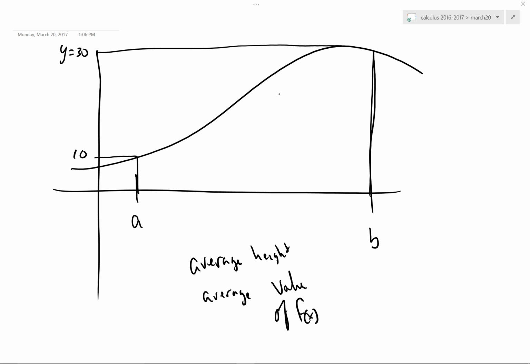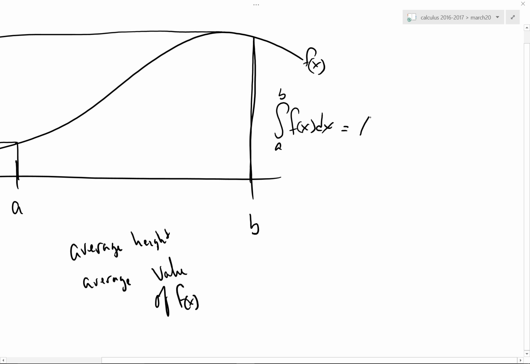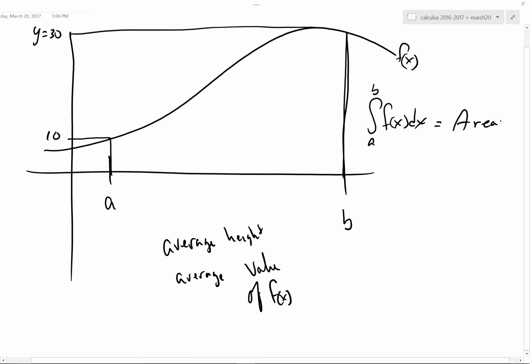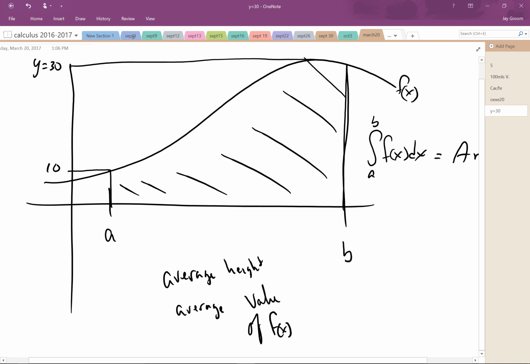What if I did this? If I asked you if this is f of x, what would happen if you integrated f of x from a to b? What would you get? What is that thing we're finding? We're always finding the area. Wait a minute. So we found this whole area. What if you made that area into a rectangle? It would need to have a length and a width.